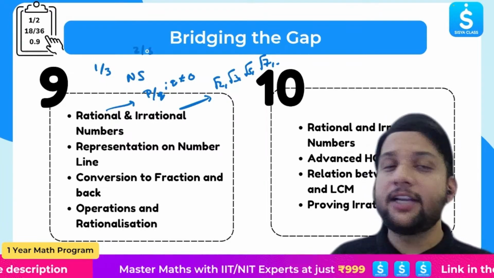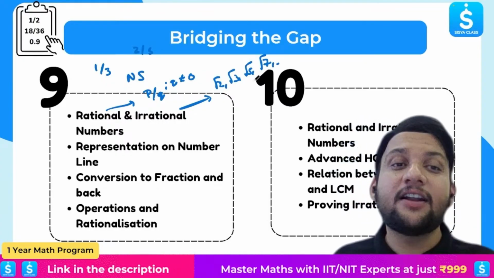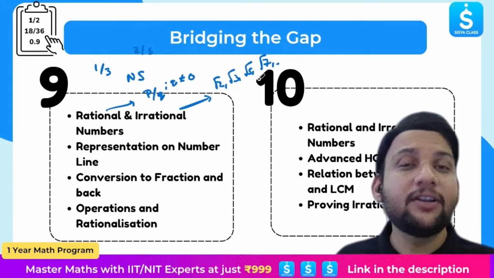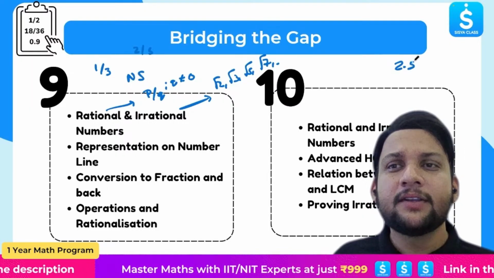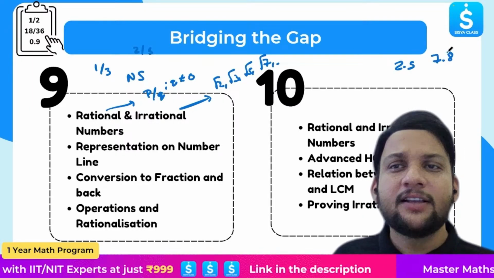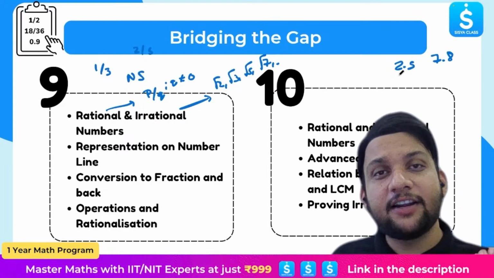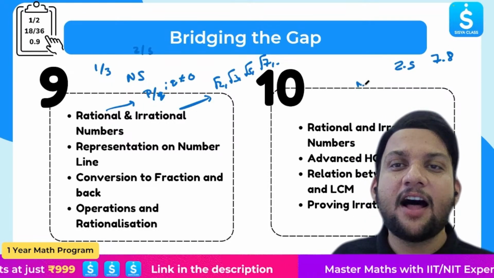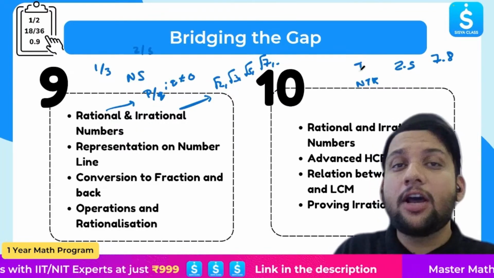Now, let's talk about the decimal expansion as well. In ninth grade, we studied that rational numbers have two types of decimal expansion. One is terminating decimal expansion, for example, 2.5 or 7.8. Another type can be NTR as well. NTR is a short form, which stands for non-terminating recurring.